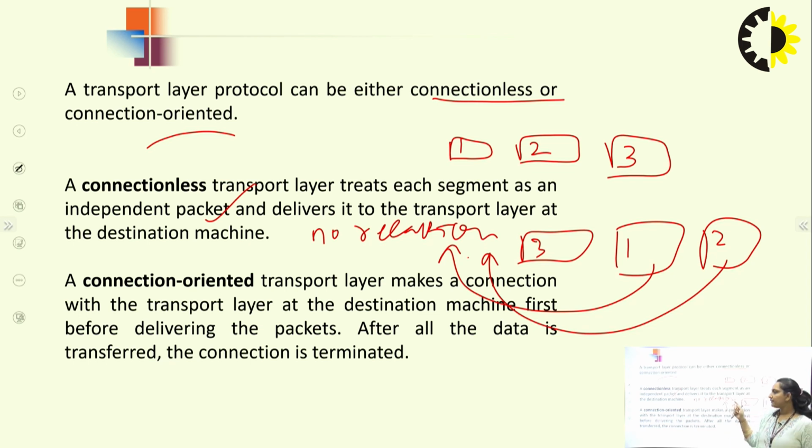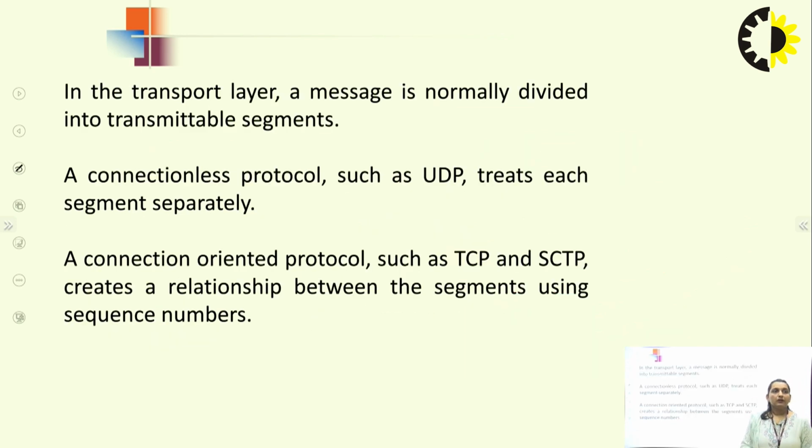So we have connectionless and connection oriented. In the transport layer, we are dividing into two parts: a connectionless approach and a connection oriented protocol. In the connectionless approach, we use UDP, user datagram protocol, which treats every segment separately. There is no connection because it uses a connectionless approach.